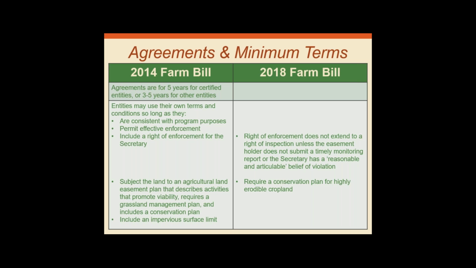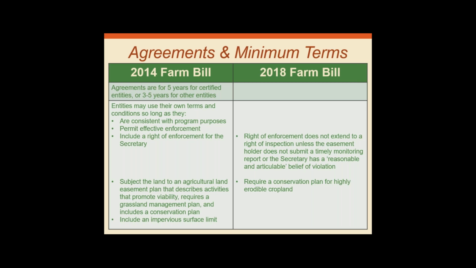enforcement of the Secretary to explain that that does not extend to a right of inspection unless the easement holder isn't submitting timely and accurate monitoring reports based on the definition in a previous slide, or in cases where the Secretary has a reasonable and articulable belief that there has been a violation, then that would extend to the right of inspection. And in those cases, the USDA would have to notify the eligible entity and the landowner of the inspection and give them a reasonable opportunity to participate in that inspection.